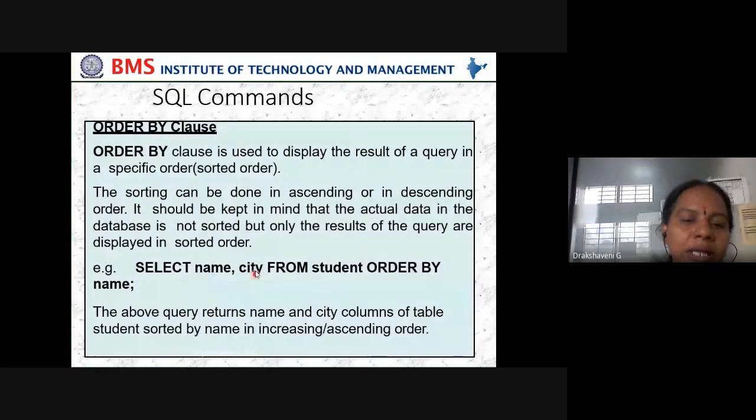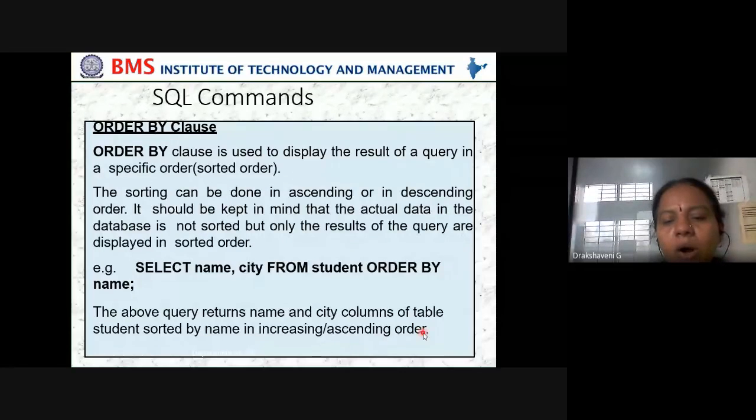Select name, city from student order by name. The above query returns the name and the city columns of the table student, sorted by name in increasing order. Either in ascending or descending order we can give. That's what the order by clause will be doing.